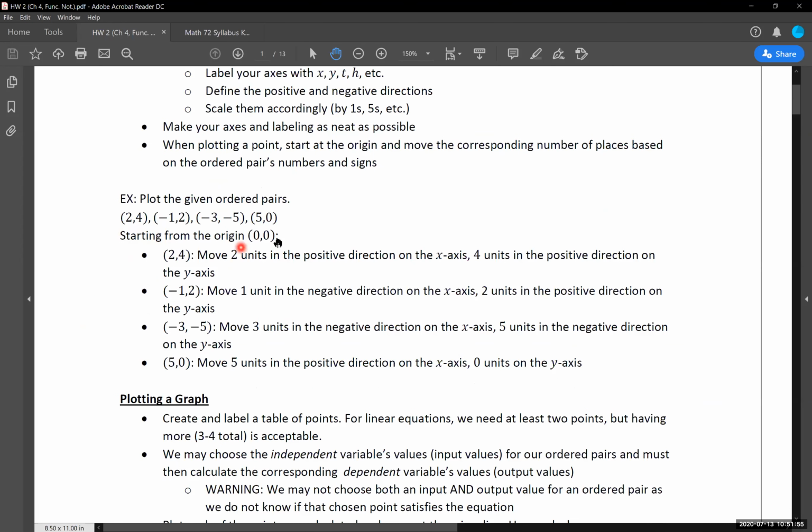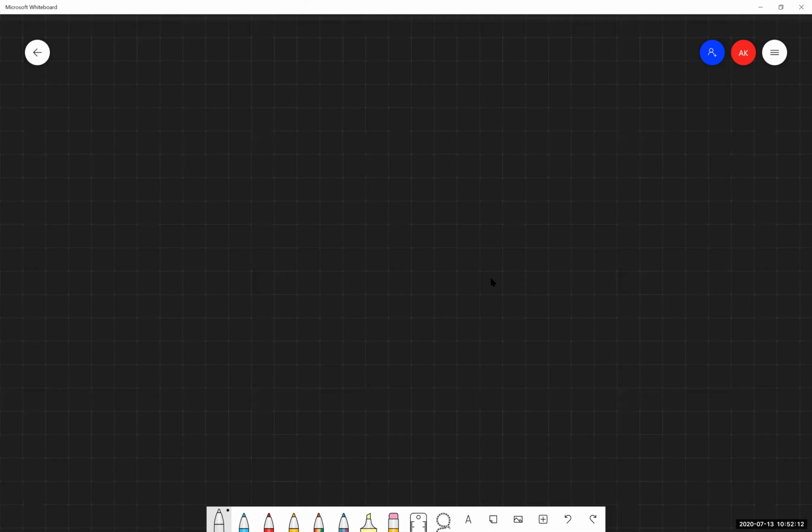So let's go through some examples of plotting some points here. These are the ones that we're going to go through. I'm going to jump us over to our whiteboard. We're going to go through how to plot these ordered pairs on a set of axes. Let's jump on over to our whiteboard. Okay, so we're going to plot 4 points that have been given to us. Our bare minimum requirements, and then how do we plot these things from here?